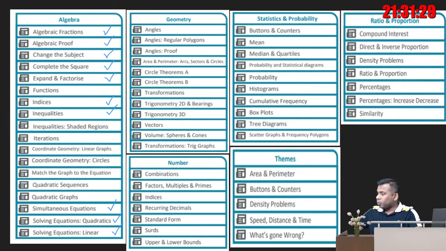Then the last class we did the trigonometric 2D bearings and trigonometric 3D bearings, right? And we have already done that trigonometric part. 2 classes we did: advanced trigonometry, sine rule, cosine rule.